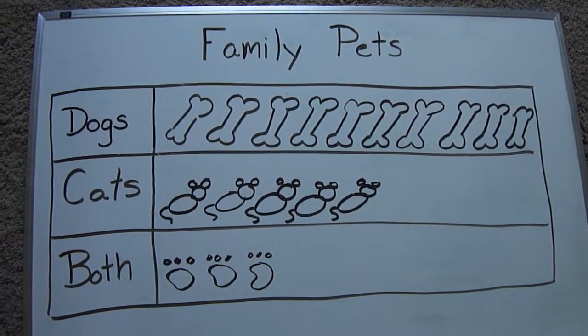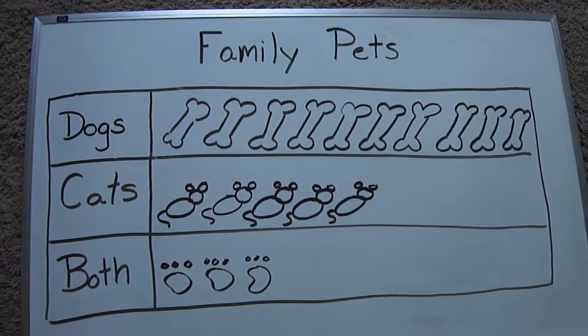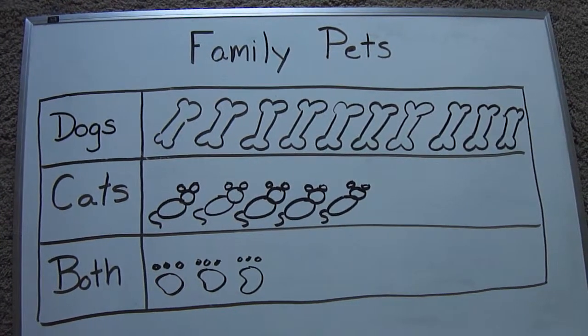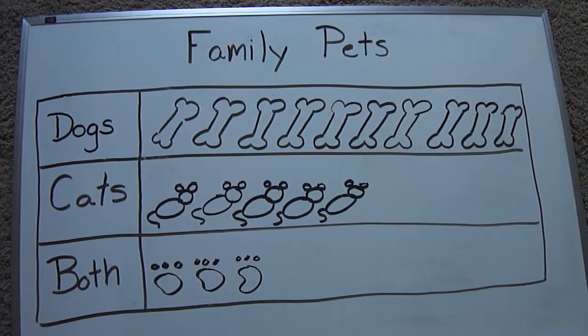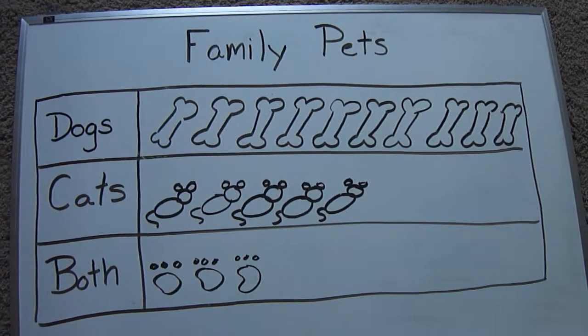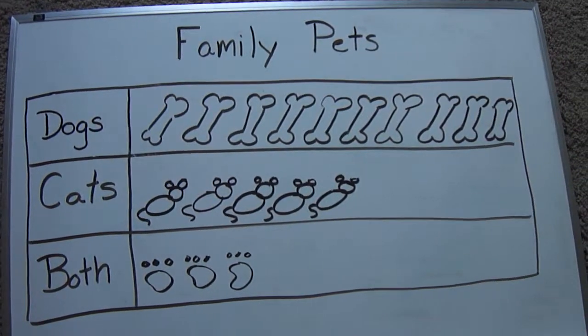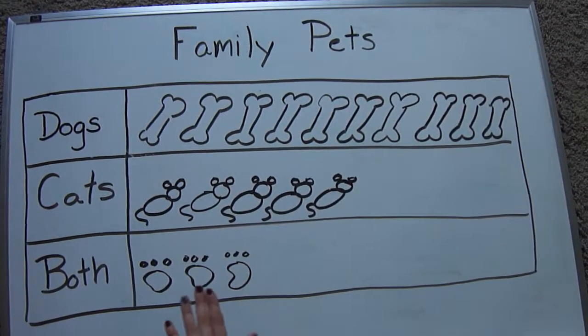Today we are learning about picture graphs. A picture graph is a visual way to record information. First, we need to understand how picture graphs work. So today I collected information from my first graders and put it into the picture graph that you see here.